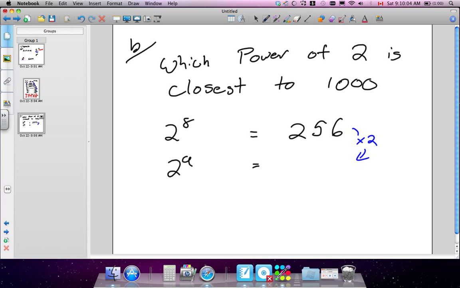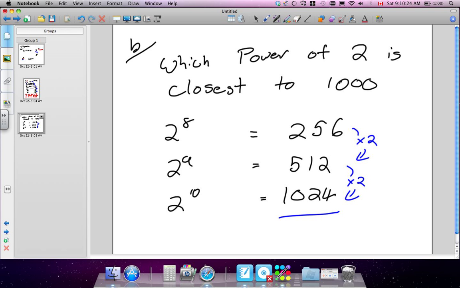All right, let's keep going. 2 to the power of 10. 1024. Hey. Do you want to go a little farther? See if the next one will be closer to 1,000? No. No? Over. For sure, right? Because this one's already over, right? Yeah. If we multiply that by 2, it's going to be much farther from 1,000. Yeah. So which exponent is closest to 1,000? The 2 to the power of 10.